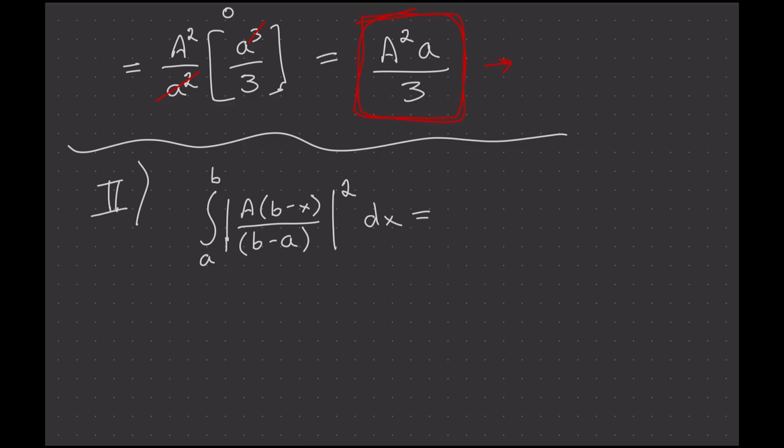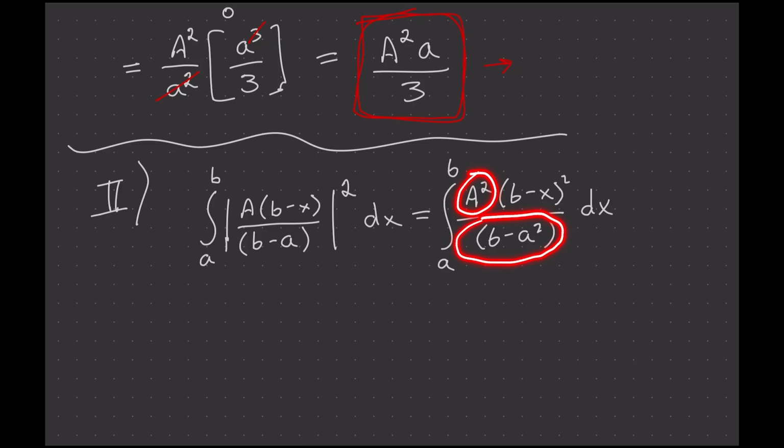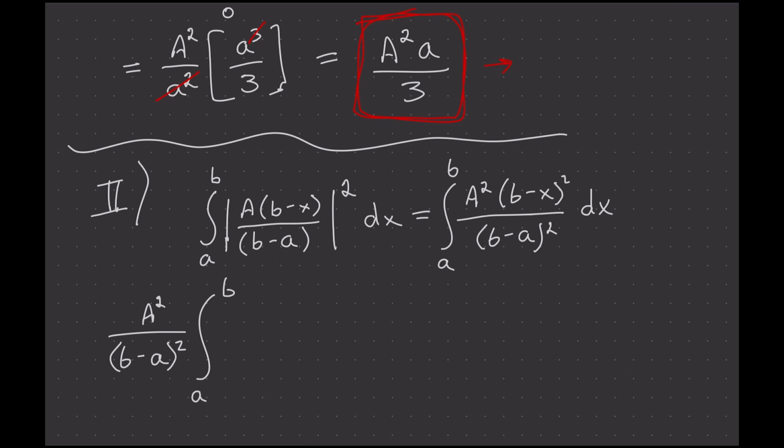So let's simplify this. Integral stays the same. Now we have a squared. Here we have b minus x squared, b minus a squared dx. Absolute value brackets are gone. This is a constant. This is a constant. Whoops, I should not have done this here. My mistake. That whole thing is squared. So both of those things are constants. It means we can pull them out of the integral. B minus a squared. The integral bounds stay the same from a to b.